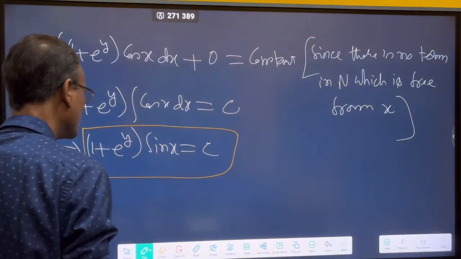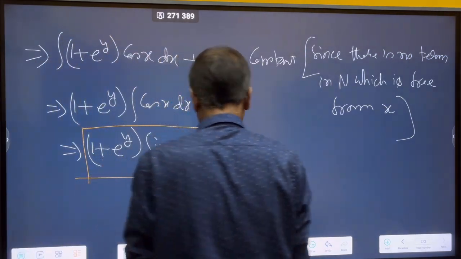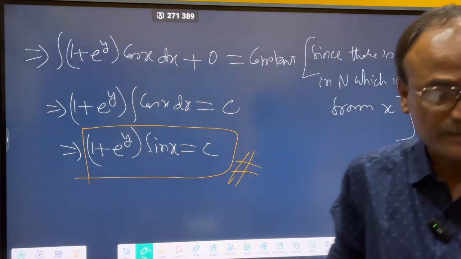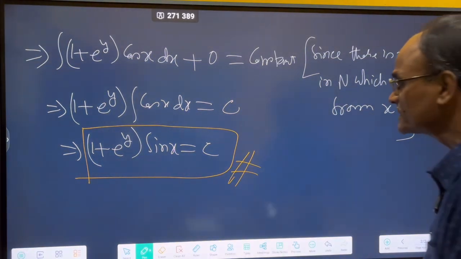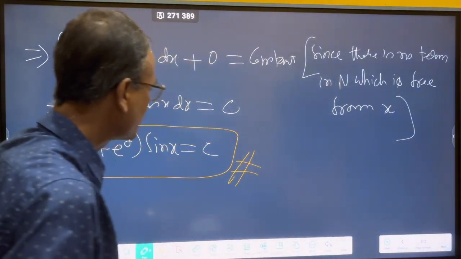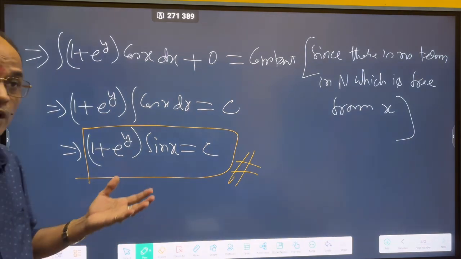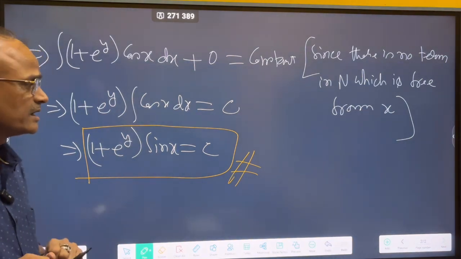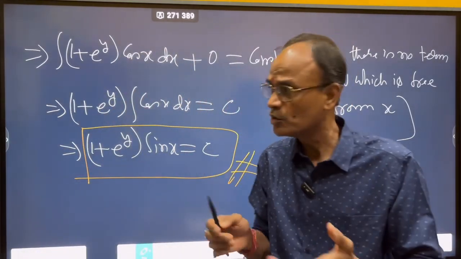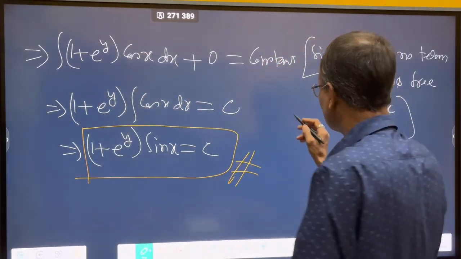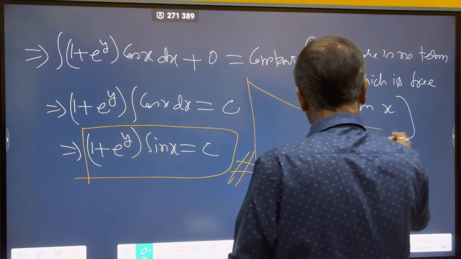The answer of this: (1 plus e to the power y) sin x is equal to c. Now, alternatively, it can also be solved. Since the equation is exact, therefore you can solve it in this way also.